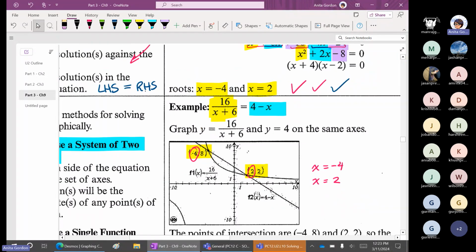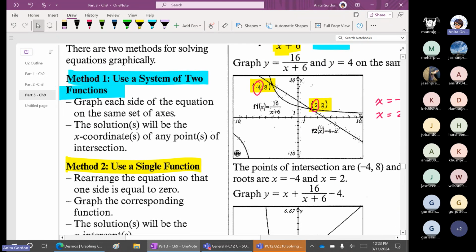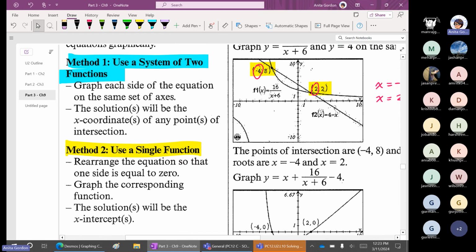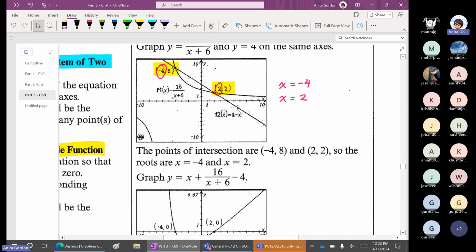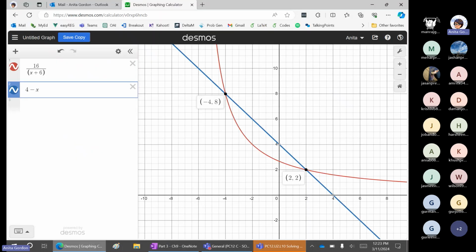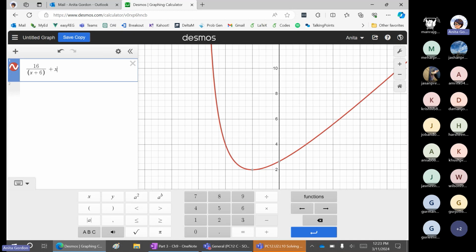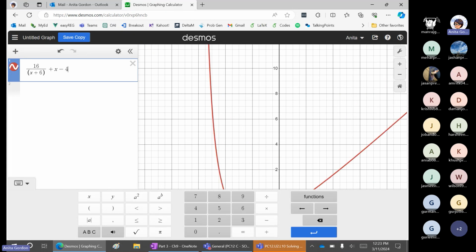The other method, again using Desmos, is to use a single function, which is to put everything on the same side and just type it in as one big equation. So I'm going to add x and minus 4 from the left side. So I'm going to delete this one, go back up here and go plus x minus 4. So I take all the stuff on the right and I put it all together.